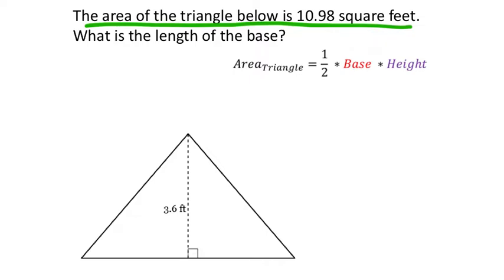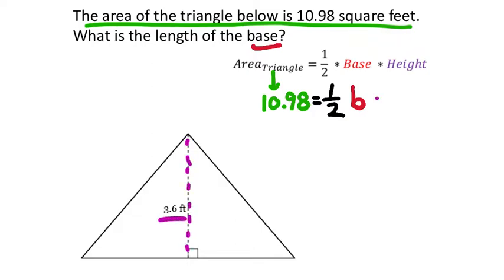Okay, so in this formula, we got area equals 1/2 times base times height. There's 3 unknowns. They have to give us 2, and then sometimes, like this one, we have to actually solve for the missing value. So the area is given as 10.98 square feet. And this will equal 1/2 times the base. Well, that's the value we're searching for, so I'm just going to use B for base. The height, though, is given here, this line right here, 3.6 feet. So I'm going to multiply that by 3.6.